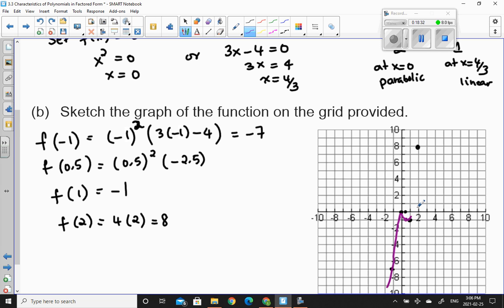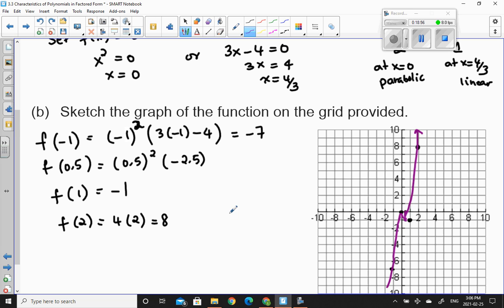One and -1 is not. Not sure if that's a point, but at this point, it actually is going to go through linear and end up there. I'm not sure about this point. I got to check it.